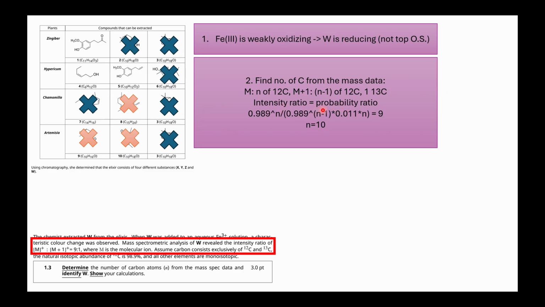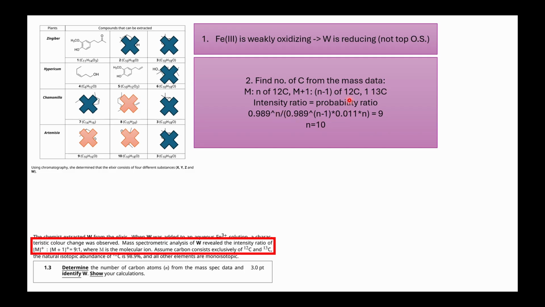And then the intensity ratio is basically the probability ratio of these two species existing. So for all the carbons being carbon 12, the probability is the probability of each carbon being carbon 12, which is 0.989. That's quite a large number, to the power of n, because you have n carbons. So you are going to have 12C, 12C, 12C, 12C, and so on.